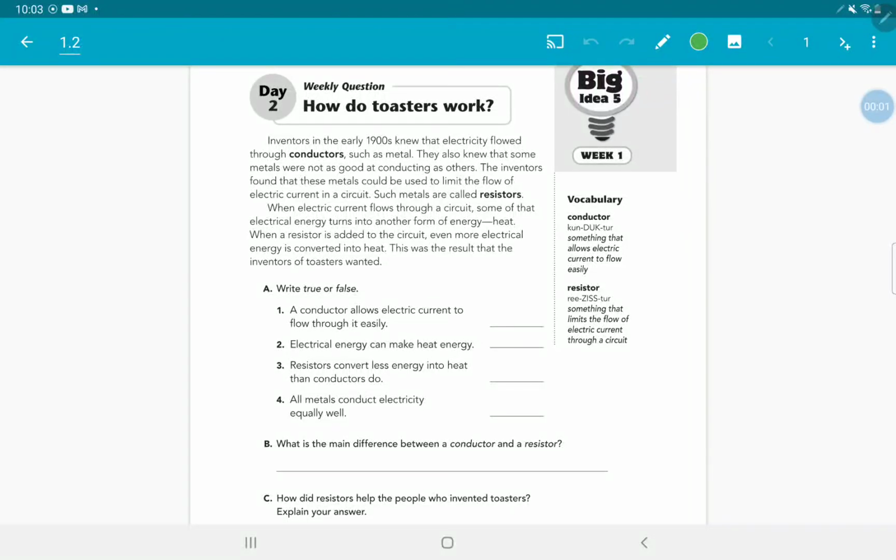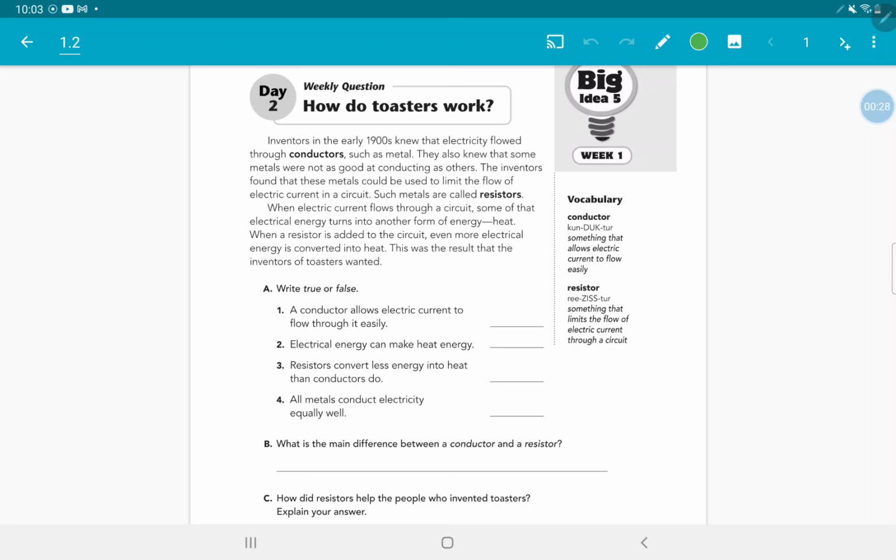This week in science, we've been continuing to talk about electricity. And this week we've been focusing on toasters and how they work. So today you have two new vocabulary words. I want you to take a look at those vocab words. The first one is conductor. A conductor is something that allows electric current to flow easily.